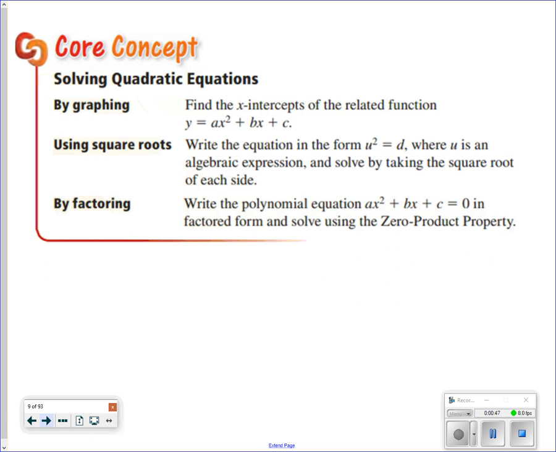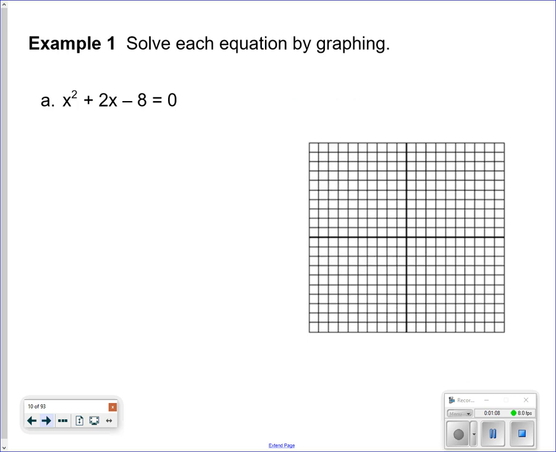The next one, solve by square roots. If you happen to be in a form in which you have u squared equals d, or basically just a squared term equaling a number, then you can solve using square roots. And the last one, the reason we did section 3.1 AC, is solve by factoring. So the 3 methods we're going to learn today are graphing, square roots, and factoring. So let's start with graphing.